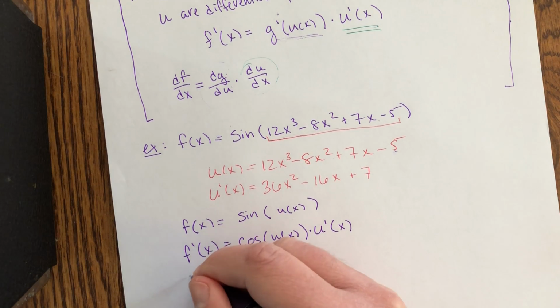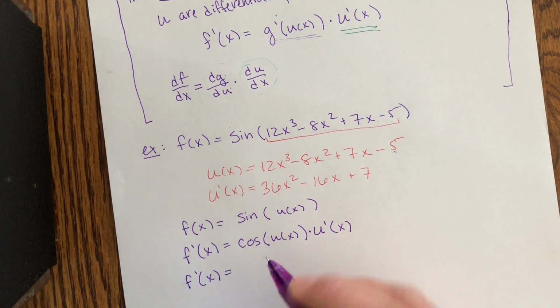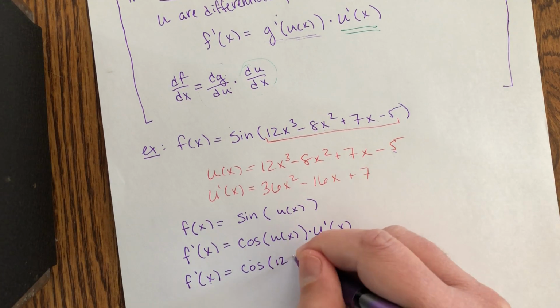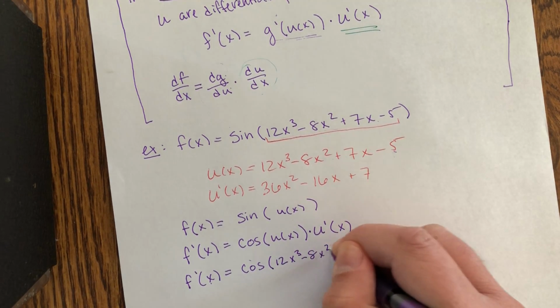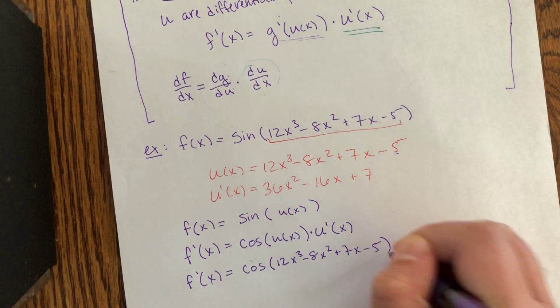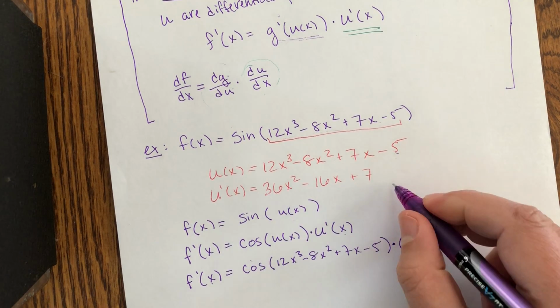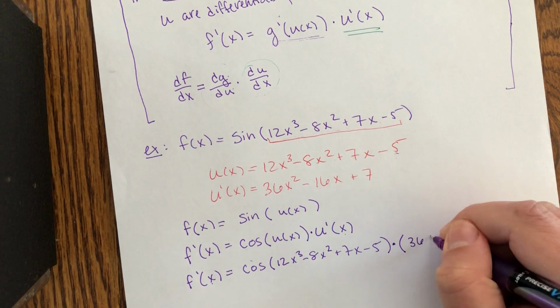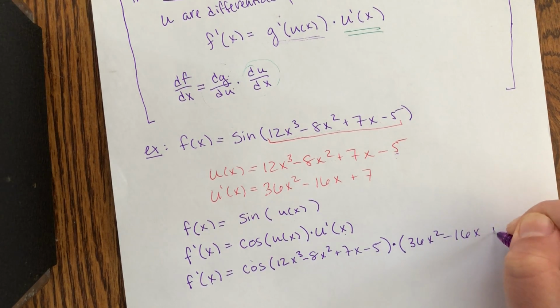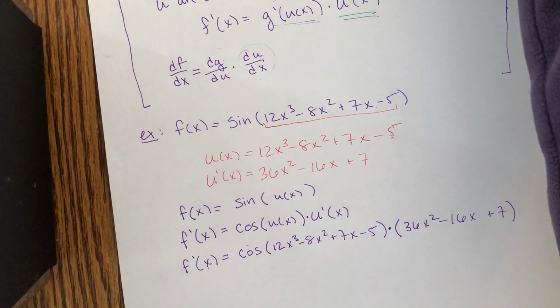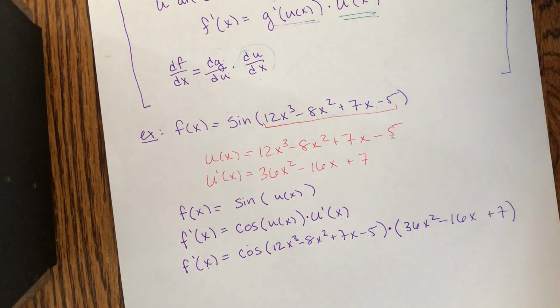Okay, so now all we do is plug back in what we have so that our function in the end is back in terms of x's instead of u's. So instead of cosine of u of x, now we'll write it as cosine of the original u function, 12x cubed minus 8x squared plus 7x minus 5. And then in the end, we have to multiply that by u prime of x. That's the derivative we found up above, 36x squared minus 16x plus 7. All right, and that's our derivative according to the chain rule. It looks pretty messy, but the more you practice it, the easier it'll get. So let's do a couple more examples here.